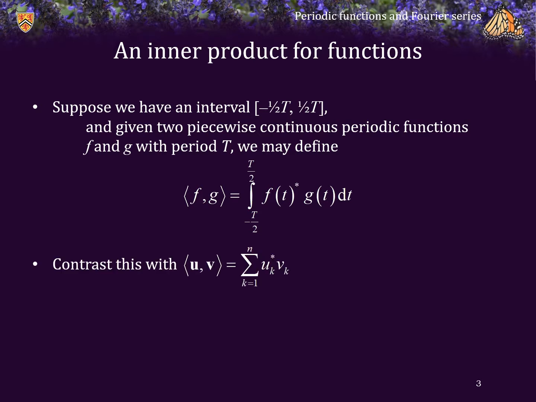Let's contrast that with the inner product of two finite dimensional vectors. Well, now instead of taking the kth entry of each of the vectors and multiplying them, we're evaluating the functions at the various values of t. Also, you will notice that the first one is conjugated, and whereas the second uses a sum, you'll recall from your first year calculus course that essentially the integral is an infinite sum.